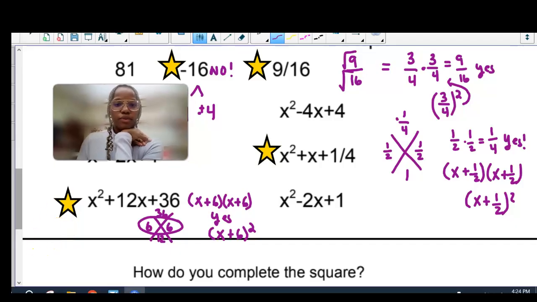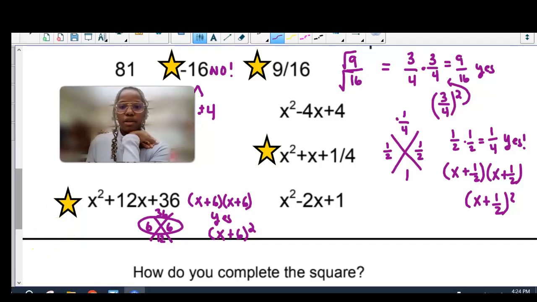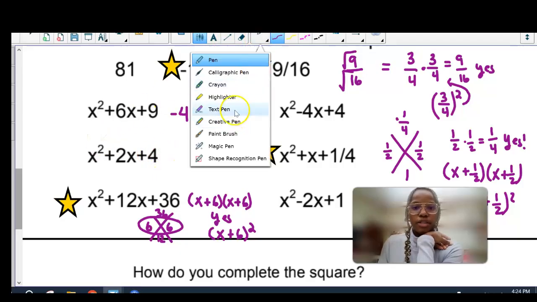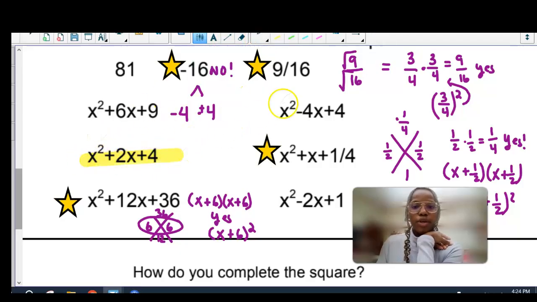All right, so now I want you to go through the remaining ones here. I just want you to tell me, are these perfect squares? And if so, rewrite them as perfect squares, in that binomial form, similar to how I have it here.